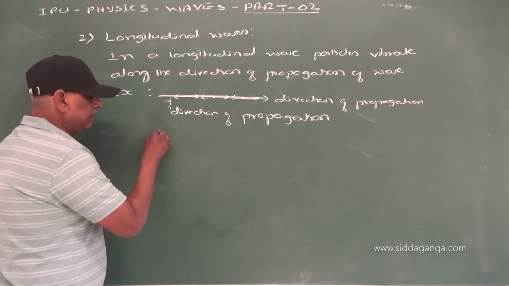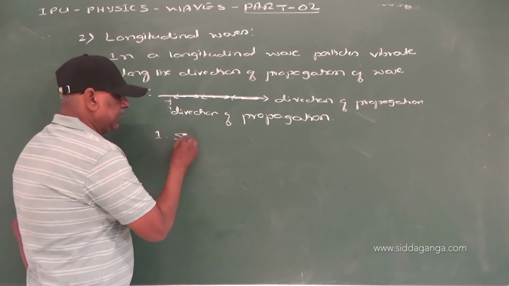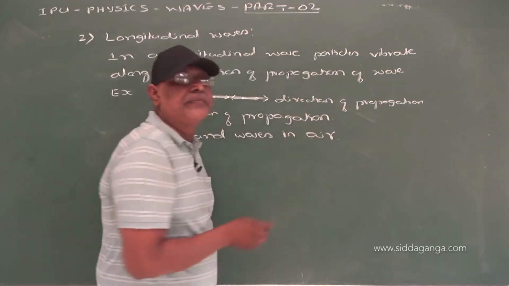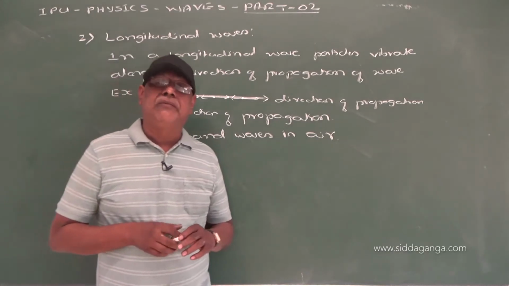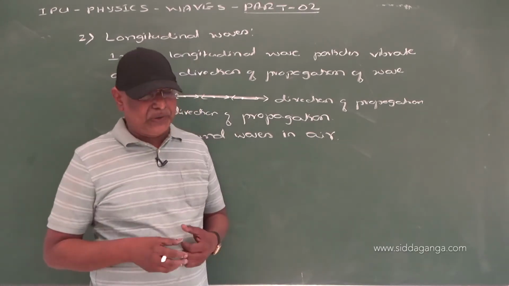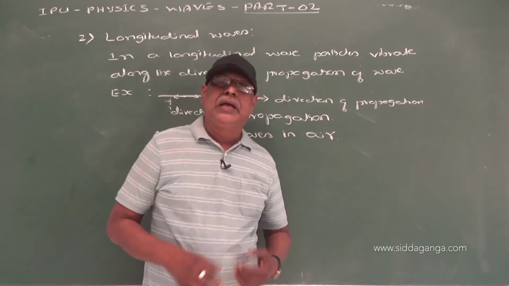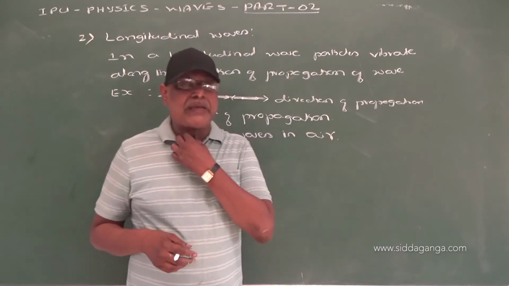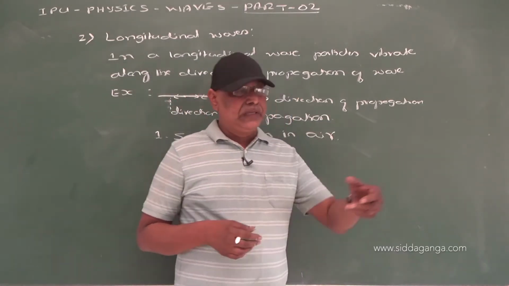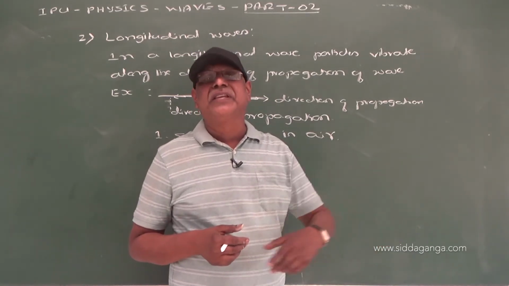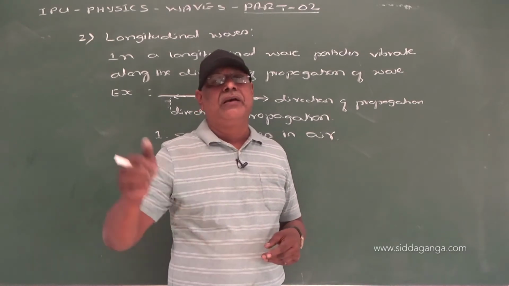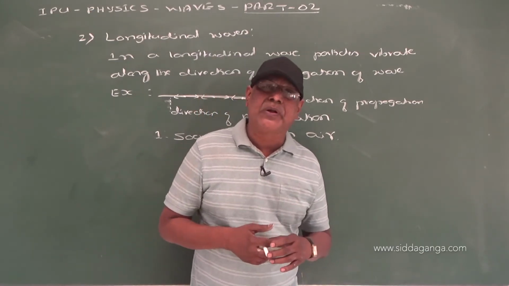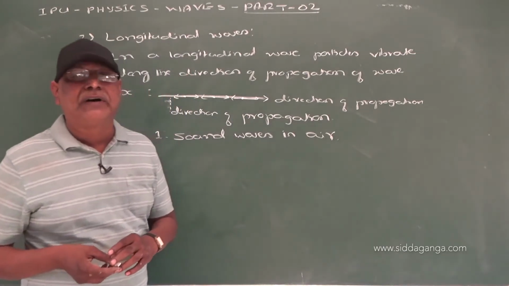Now, example 1, we can take sound waves in air, which are longitudinal waves. Whenever a sound is produced, any vibrating body in a material medium like air produces sound. When we are talking, the vibration of the vocal cords produces sound waves. In musical instruments, the vibrations of the string produce sound waves. When we ring a bell or when we drop a vessel, sound is produced. In all these cases, sound is produced due to vibration of particles of the medium.